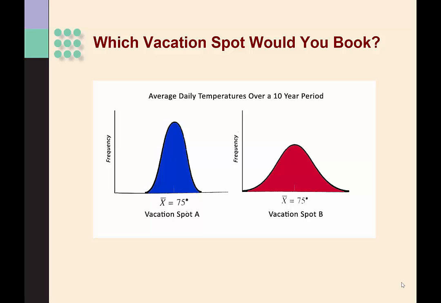So just knowing average temperature, a measure of central tendency, only gives you part of the information you need to make an informed decision. Understanding spread or variability of the scores allows you to make a much more informed decision.